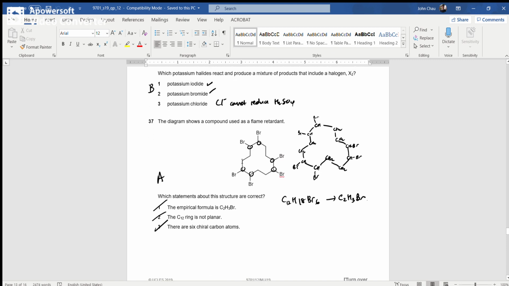37. The diagram shows a compound used as a flame retardant. Which statements about this structure are correct? In this case, we have to determine the molecular formula, which is C12H18Br2, and then simplify to get the empirical formula. So it matches the first statement. The C12 ring is not planar, correct. There are 6 chiral carbon atoms, so I circle 1, 2, 3, 4, 5, 6. So there will be 6 chiral carbon atoms.